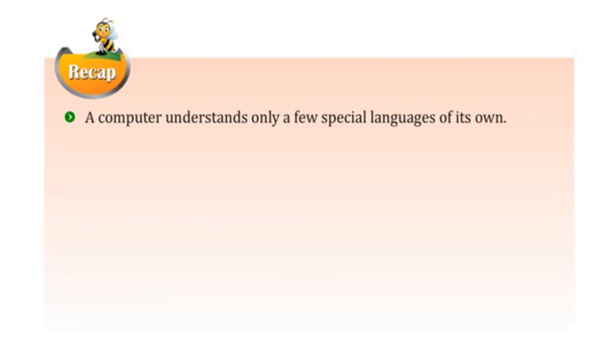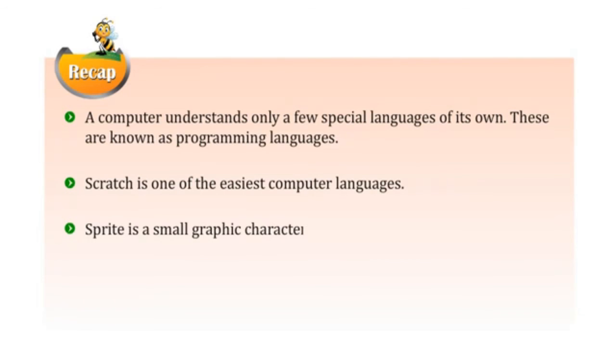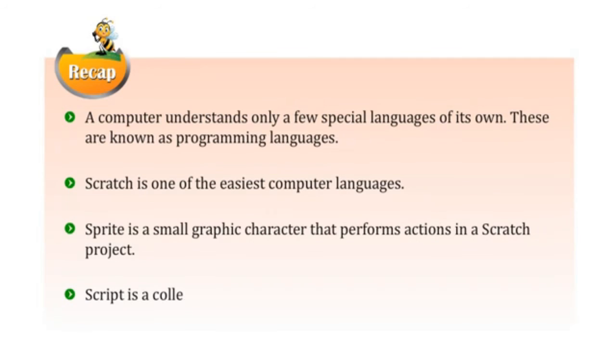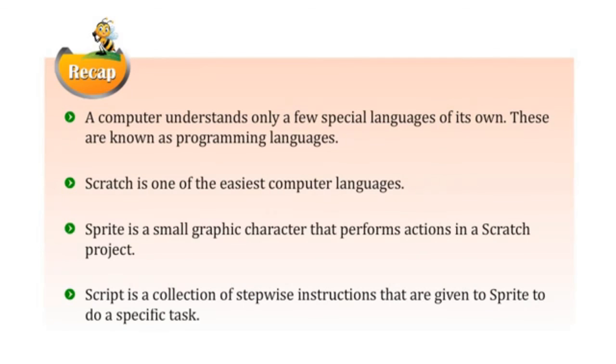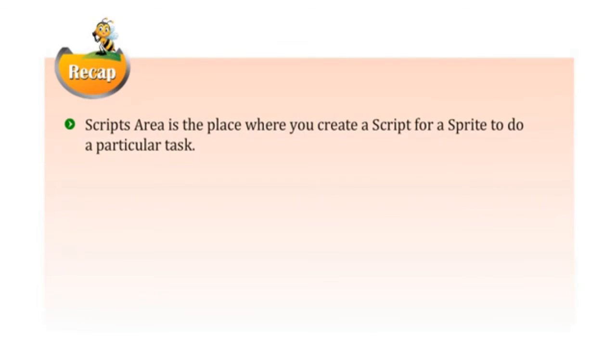Okay students, let us take a recap of this chapter. A computer understands only a few special languages of its own. These are known as programming languages. Scratch is one of the easiest computer languages. Sprite is a small graphic character that performs actions in a Scratch project. Script is a collection of stepwise instructions that are given to Sprite to do a specific task. Script area is the place where you can create a script to do a particular task.